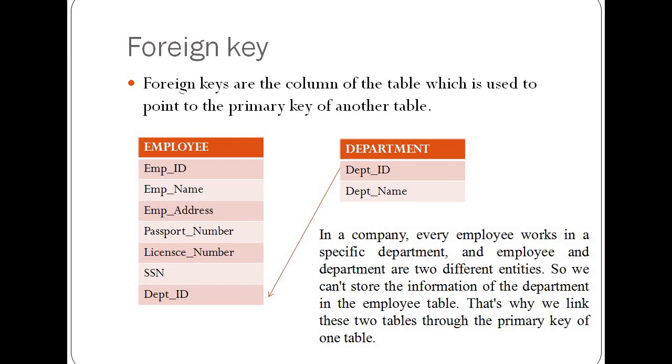And now coming to the foreign key. Foreign keys are the columns of the table which is used to point to the primary key of another table. Let us consider two tables here. Here we have taken employee and department. See, the primary key in the first table, the same key in the second table can be considered as foreign key.